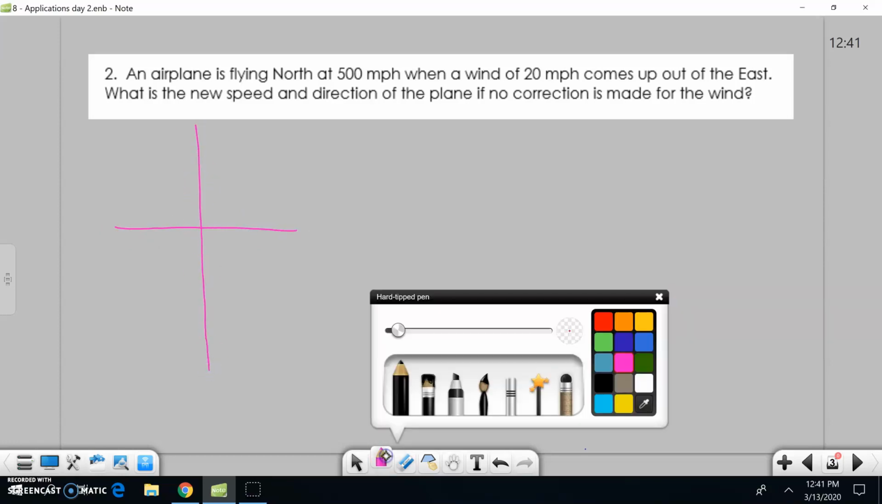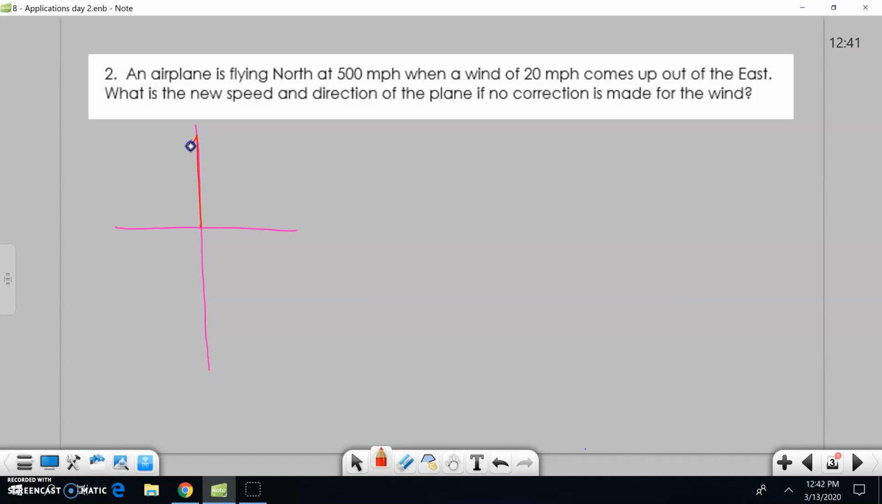Here's my grid. My plane is going due north, and the speed is going to be the magnitude of that line. Now the wind is the second vector, and it is coming out of the east. So that means the wind is blowing west, and the magnitude of that vector is 20.